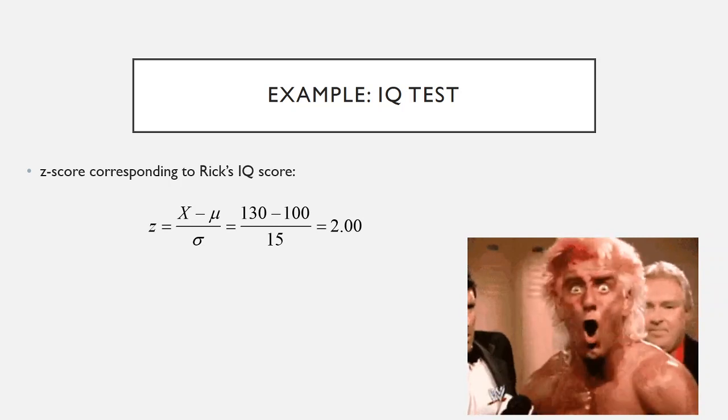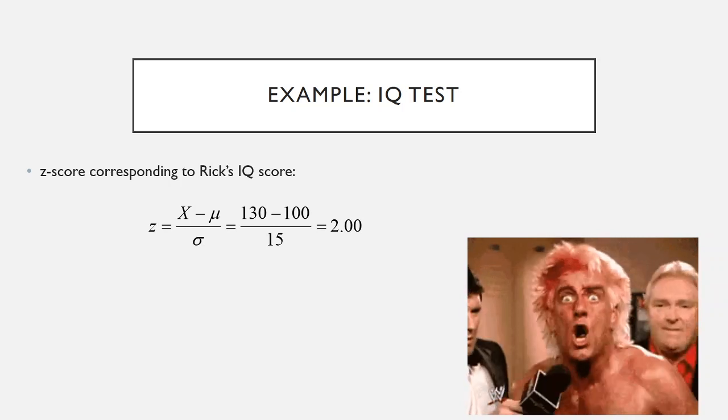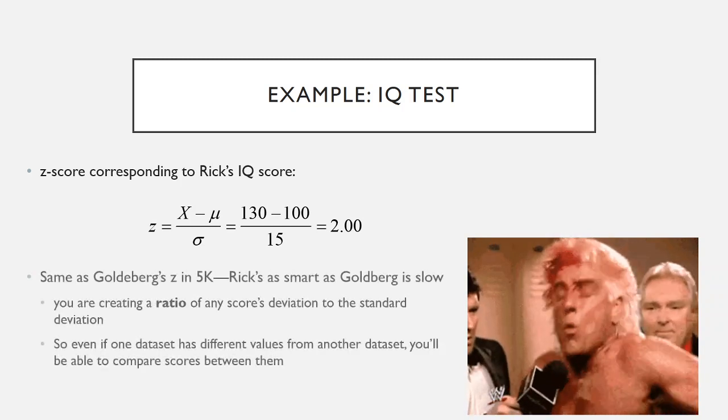So what's the z-score corresponding to Ric Flair's IQ score first off? You take the deviation over the standard deviation. Again, just computing a z-score is a very straightforward process. He has a z-score of positive 2.